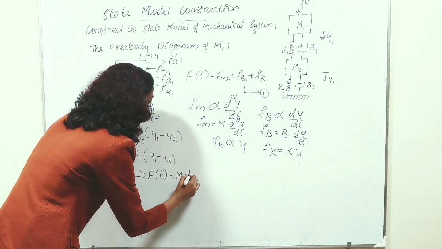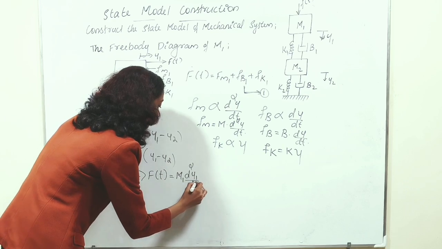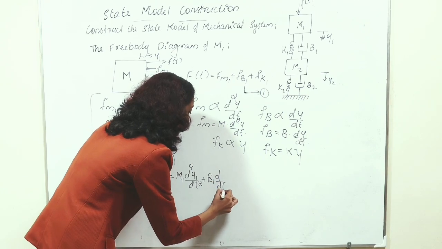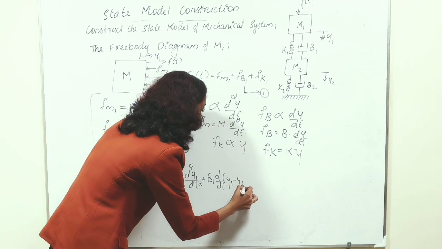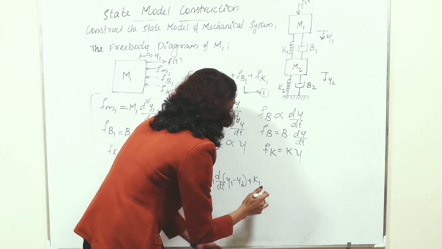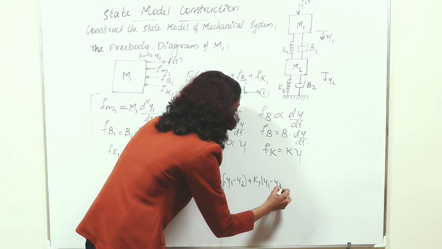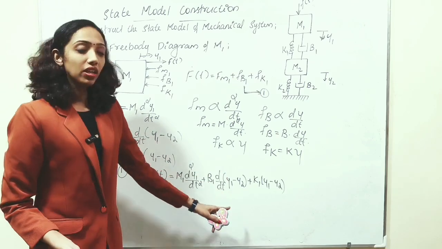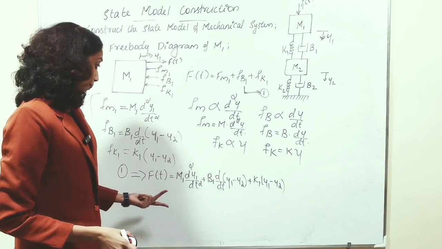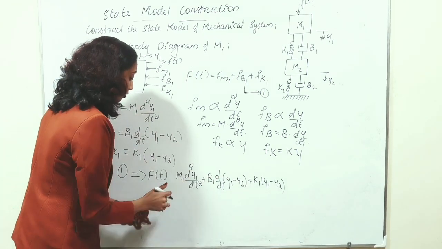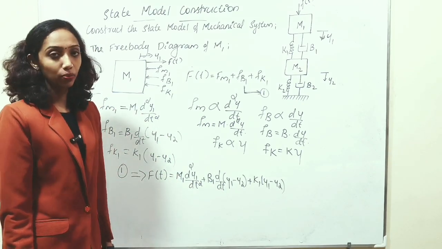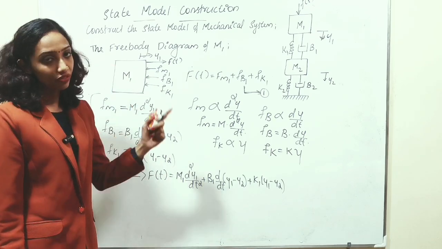m1 into d square y1 by dt square plus b1 into d by dt of y1 minus y2 plus k1 into y1 minus y2. Okay, this is the differential equation with d by dt and d square y by dt square. Therefore, this equation can be defined as the differential equation governing the first free body diagram.